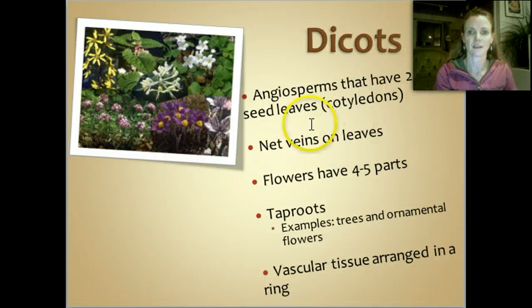The dicots have two seed leaves or cotyledons. The veins on the leaf look like a net. Flowers have 4 or 5 parts or multiples of. And they have taproots. Taproots are like these big, thick roots. Some examples would be trees, and ornamental flowers where it has a bulb on the end. That's kind of a taproot. And vascular tissue is arranged in a ring, just like I had said.